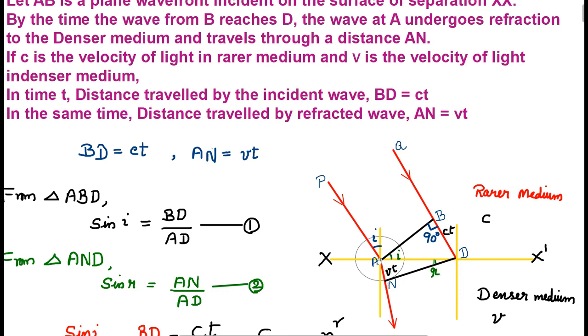With A as center and AN equal to Vt as radius, if we construct a sphere, that will be the secondary wavelet emitting from A in time t. The tangent to the secondary wavelet from D represents the refracted wavefront. The refracted wavefront ND makes an angle r with the surface of separation XX'.